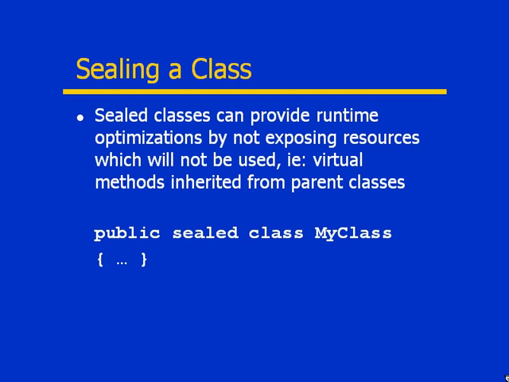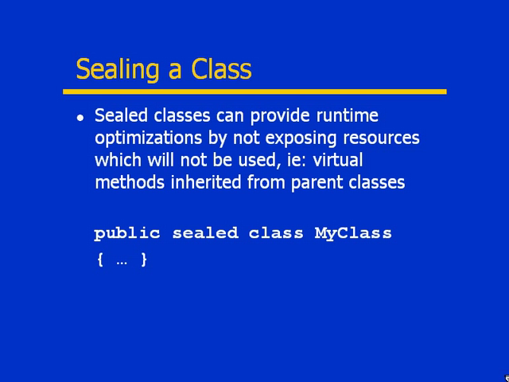Sealed classes can also provide some runtime optimizations, basically by not exposing resources that are not going to be used. For example, let's say that you have created a class which derives from another class. Your class, therefore, may have some virtual methods that it has inherited from its parent class. If you don't want to allow any additional subclassing from the class that you've created, and you want to make this as efficient as possible, you can mark this as a sealed class.